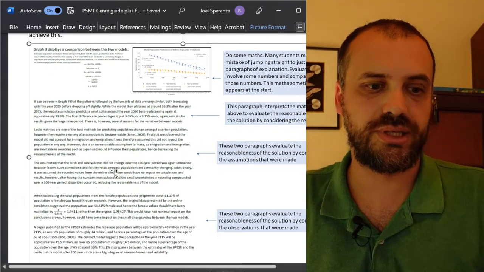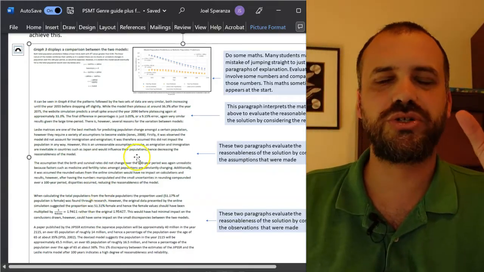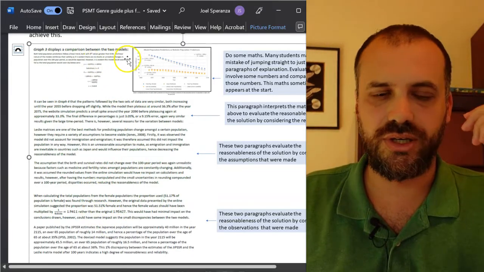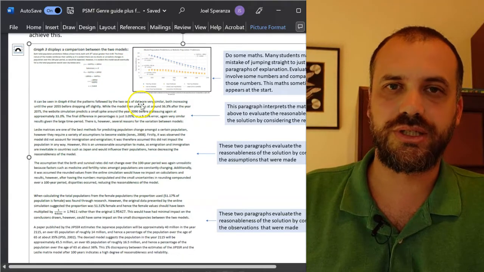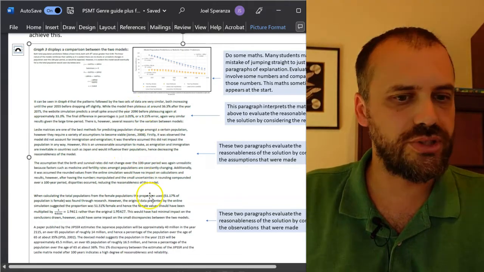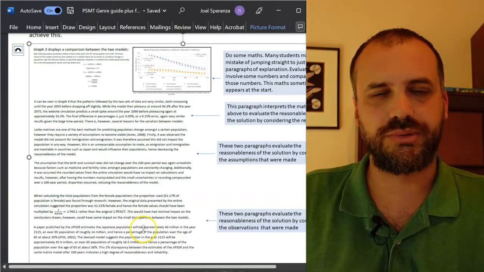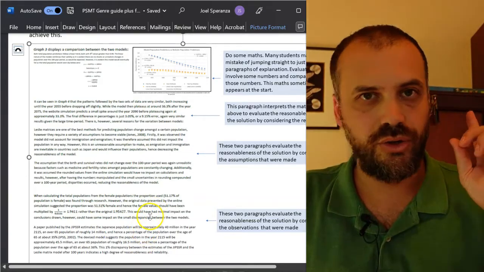This exemplar is a gift. Thank you so much, the QCAA, because it shows you absolutely everything. It shows you do some maths, talk about how reasonable it is by considering your results, talk about how reasonable it is by considering your assumptions, and talk about how reasonable it is by considering your observations. Okay, not far to go now.